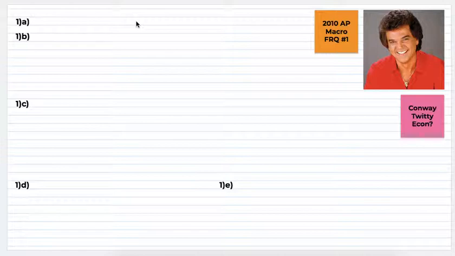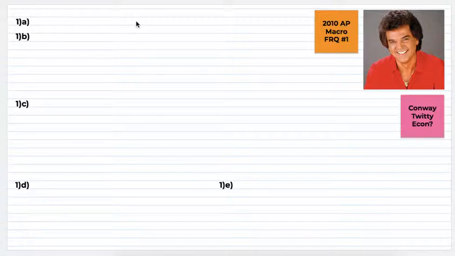I'm going to try to draw on this thing. I've got the questions set up in the way that we're going to answer them, but hopefully I can make it somewhat legible. Please don't make fun of my drawing. So here we go. For number one, this is the 2010 AP Macroeconomics FRQ number one question. So this is the big one.